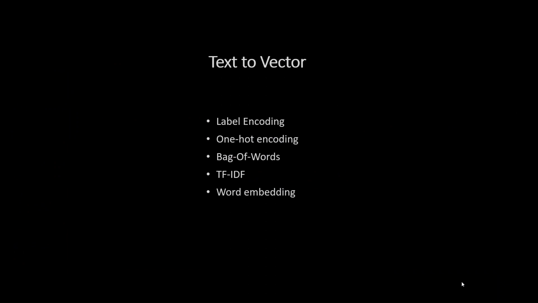There are some possible methods. Here are certain methods which we can use for converting a text into a vector. Let us look into each one individually. Label encoding and one-hot encoding are something we are well aware of. Now let us focus on the concept of bag of words. In the discussion of bag of words itself, the concept of one-hot encoding will also be covered.